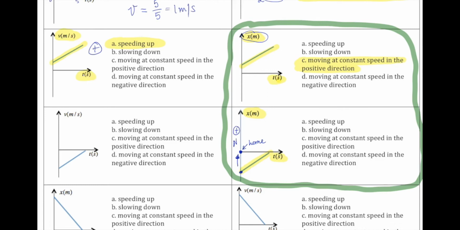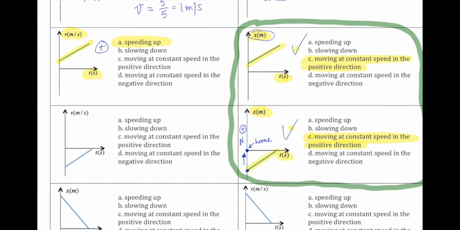I'm going north, so the answer to this, since it's a consistent slope, it's a consistent speed, consistent velocity, and so we're moving at a constant speed in the positive direction. So there is definitely no difference between these two graphs. So this graph and this graph are the same. The only difference is where you started your motion.